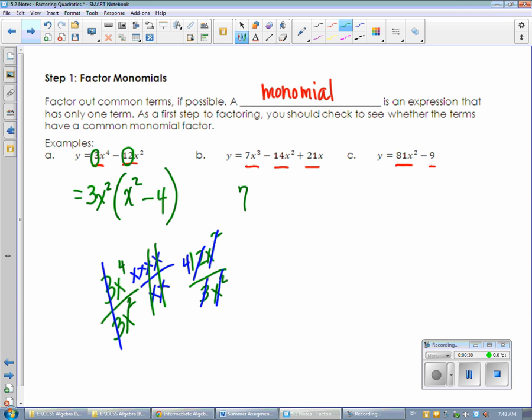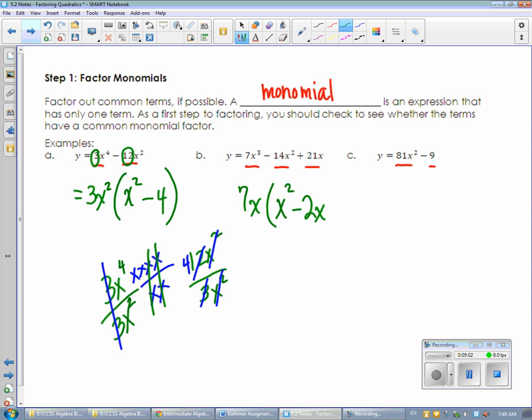I also note that all of the terms have an x, which means that I can pull an x out. And so if I factor out an x, that means that what's left in that first term, since I'm dividing out a 7 and an x, that leaves me with x squared. In the next term, if I divide out a 7 and an x, 7 goes into negative 14, negative 2 times. And if I factor an x out of x squared, I'm left with a single factor of x.